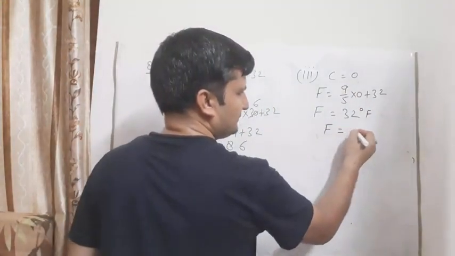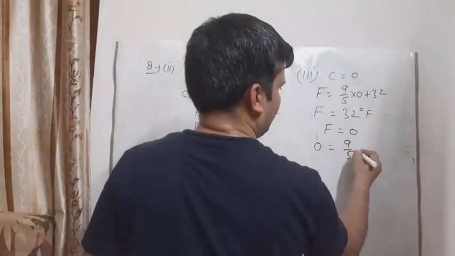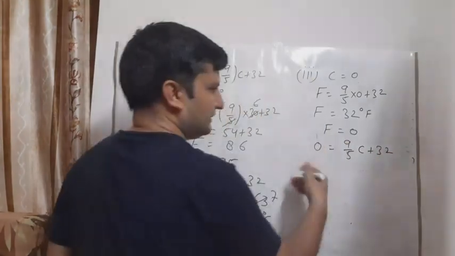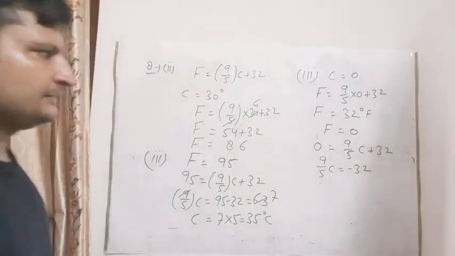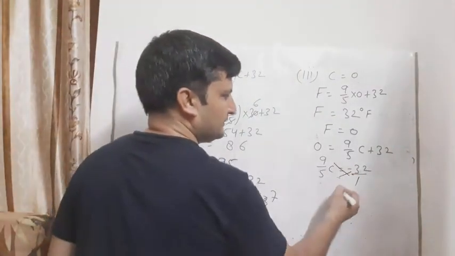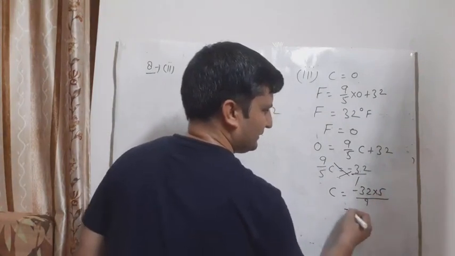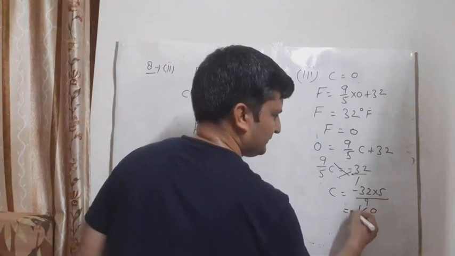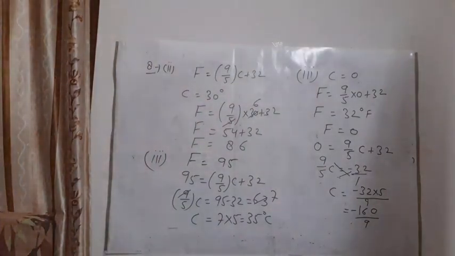If F = 0, now put F = 0, what will be the value of C? 0 = 9/5 C + 32. Plus 32 will go there, so it will become minus 32. And C = cross multiply, C = -32 × 5/9, that is -160/9. You can write the value of -160/9 in fractional form also.